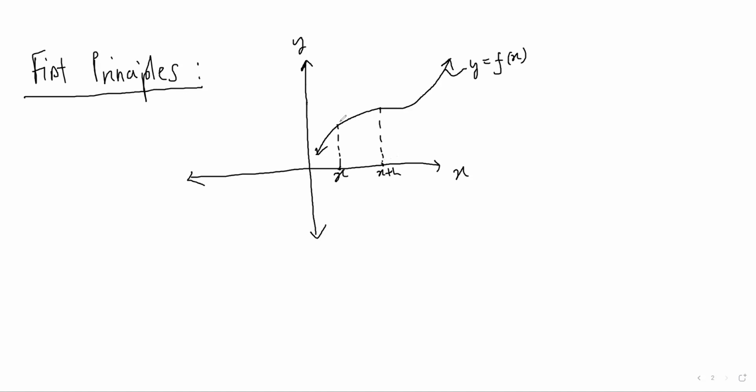Now, obviously, x plus h minus x gives us the difference, or the distance, between x and x plus h, and that is h. x plus h minus x is equal to h. So the distance between x plus h and x is just h.